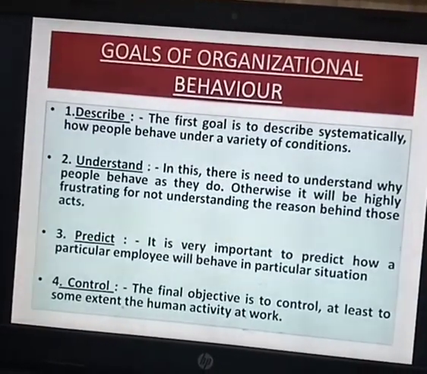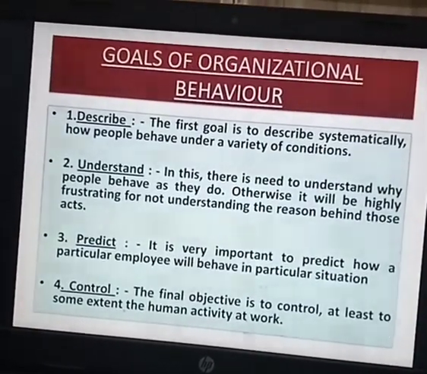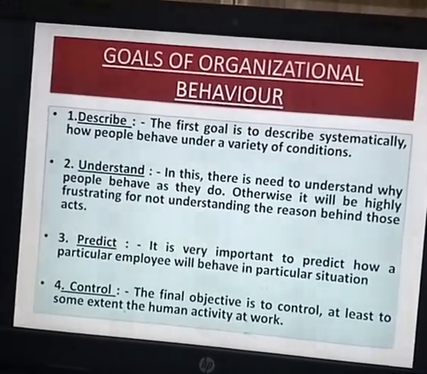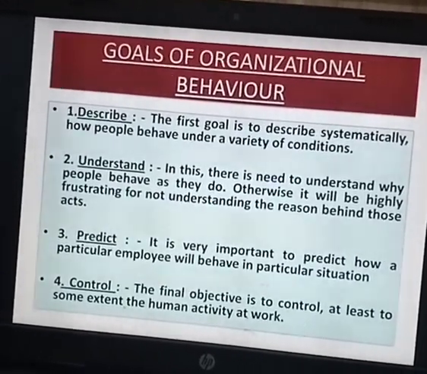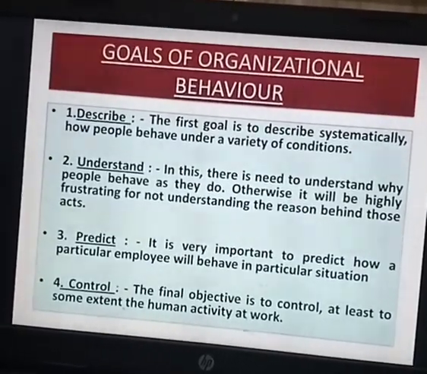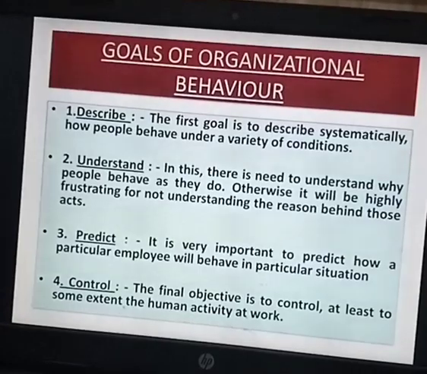Next, we have the goals of organizational behavior. In the slide, there are four goals. Number one is describe, number two is understand, number three is predict, and number four is control. Describe: the first goal is to describe systematically how people behave under a variety of conditions.